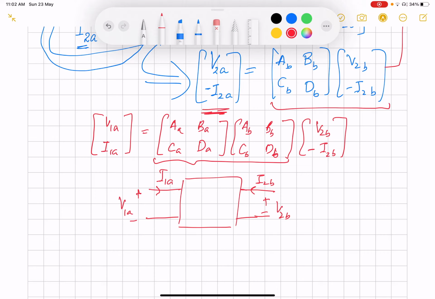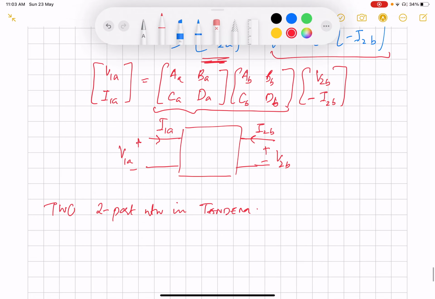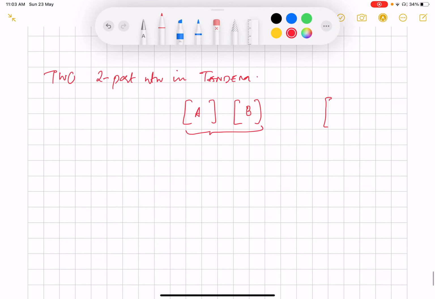two ABCD parameters. So the conclusion is that if you connect two port networks in tandem, then what happens is that the ABCD parameters of one network get multiplied with the ABCD parameters of the other network, and the resultant transmission parameters, or the ABCD parameters, are the product of the two transmission parameters. Right? So this is one type of connection that is possible.